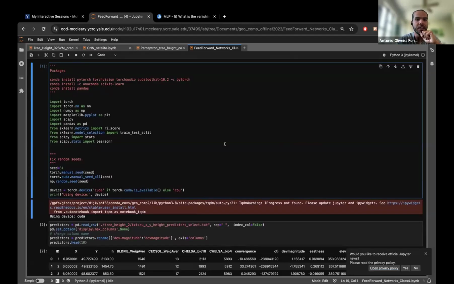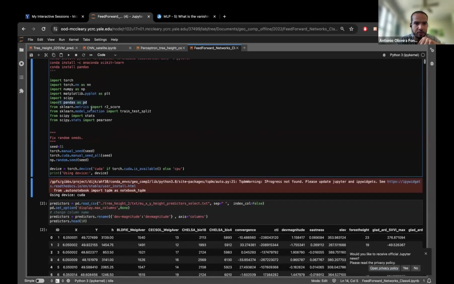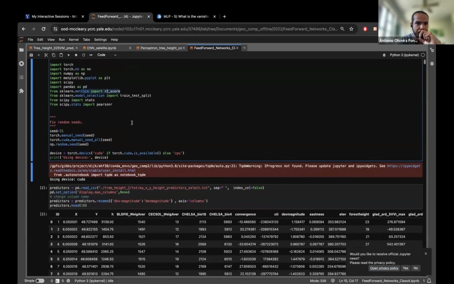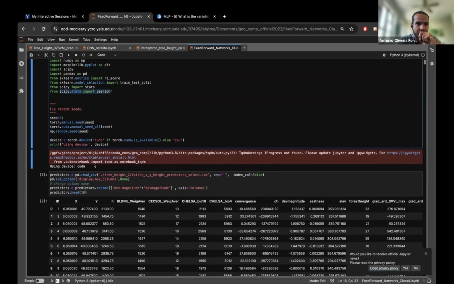In terms of the packages that we're going to be using, you're going to see that they are exactly the same that we have used for the perceptron so far. So you're going to see our good old friend Torch, which is the PyTorch package that we use for implementing neural networks, Matplotlib for plotting, SciPy to compute some stats, Pandas to handle the data frame, and sklearn to do the train test split and the metrics that we're going to be using, the R squared, and SciPy for computing other types of stats.